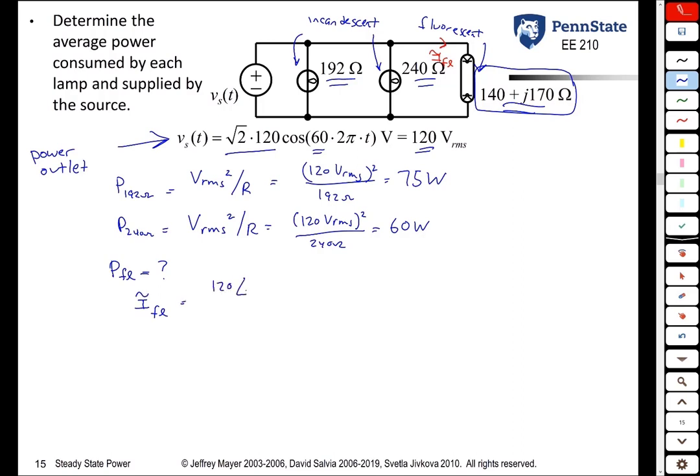It's 120 at an angle of 0 volts RMS divided by the impedance 140 plus J 170 ohms. We get 0.545 at an angle of minus 50.5 amps. And because we're using the RMS value of the voltage, we get the RMS value for the current. If we use this value for the voltage, then the current would not be an RMS, it would be standard amplitude.